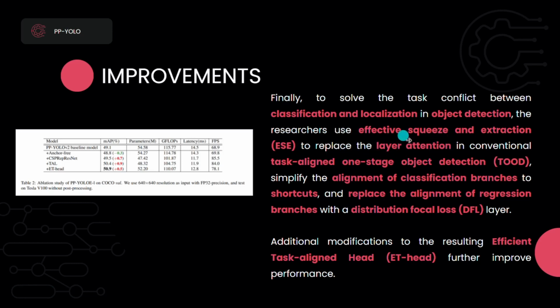So I think we have already talked about squeeze and excitation models, which were one of the techniques to use attention models in order to implement attention in visual models. And they also implemented it in the conventional task-aligned one-stage object detection to improve the performance. So this is just a fancy name to describe this process. And it gave them a performance boost of 0.5.